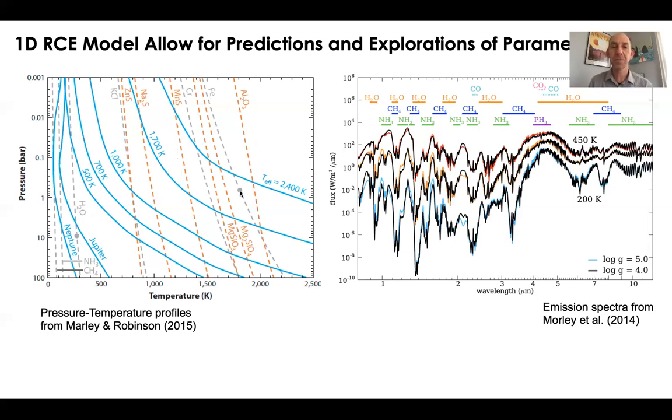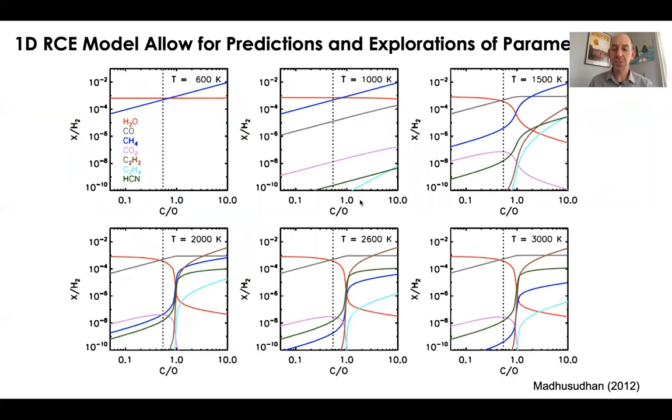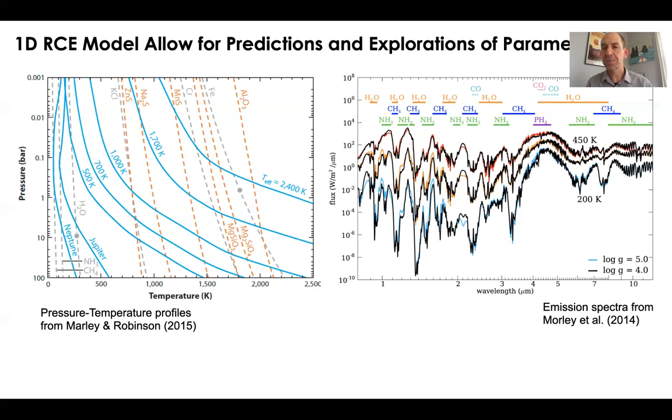by Hannah Wakeford. What you typically then can do from a grid of models is generate the emission spectrum. Again, this plot is for atmospheres a bit cooler than hot Jupiters, but I think it's a nice illustrative plot. If you have a grid modeling approach of a range of effective temperatures and gravities, you can then generate spectra.